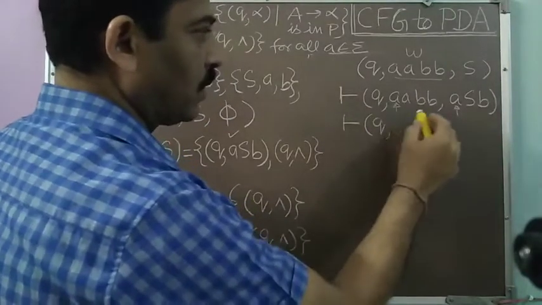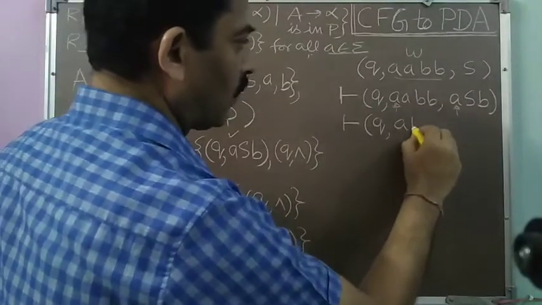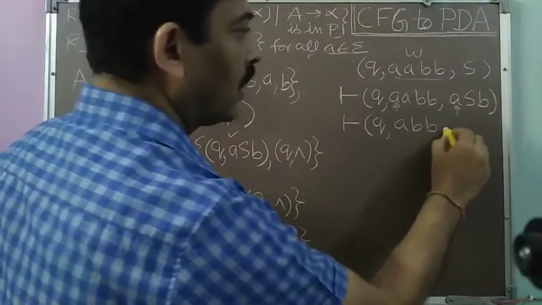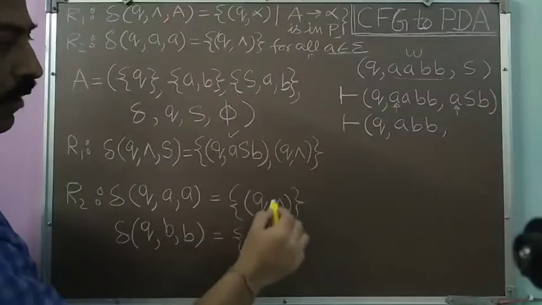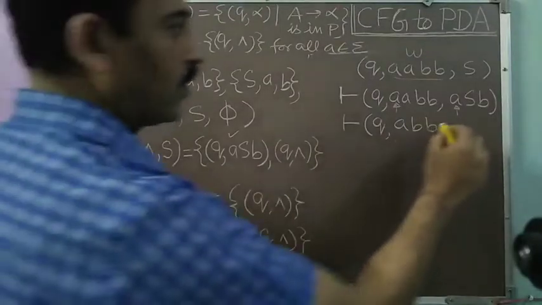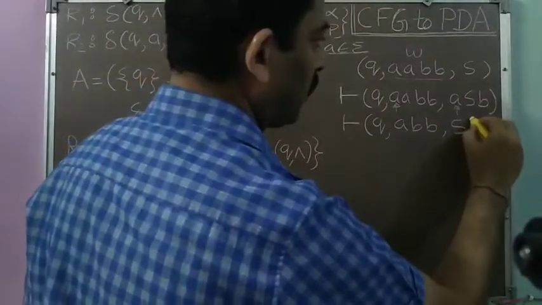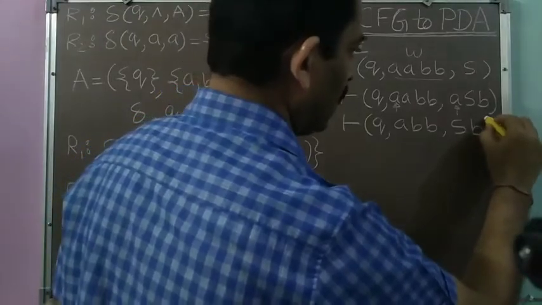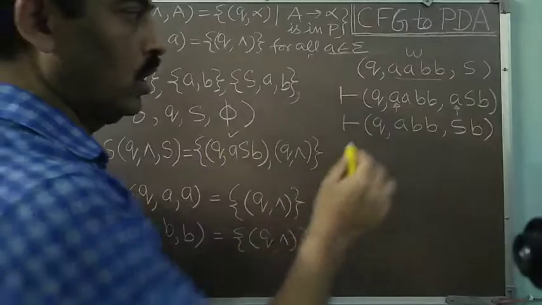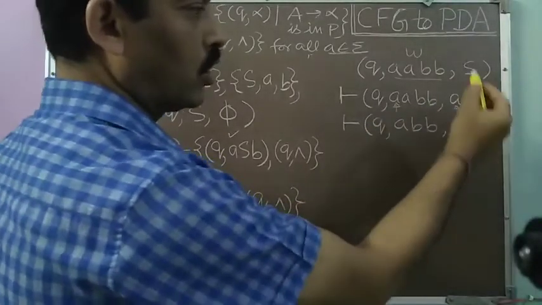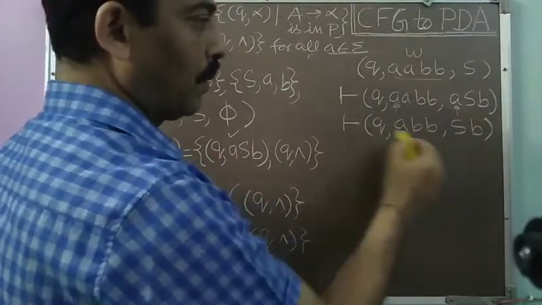Now this A has been processed, so the only remaining word will be ABB. I will remove A from the top of the pushdown store also, because I have to push null here. So now the status will be (q, S, B). Now S will be on the top of the pushdown store again, so that is a variable.